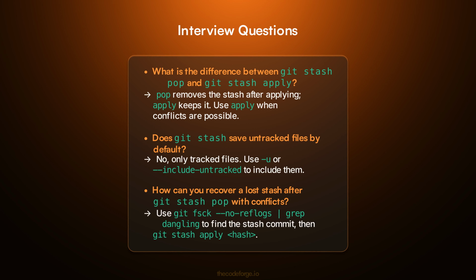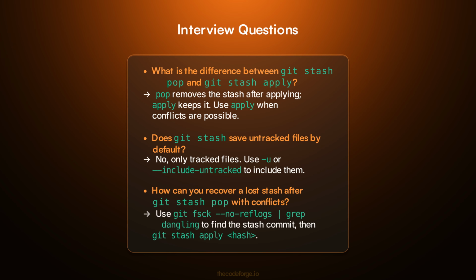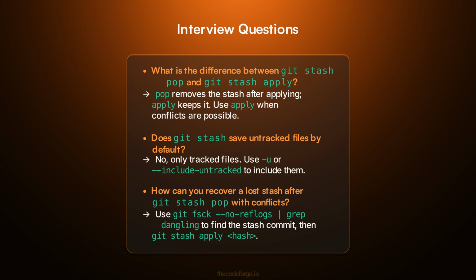Let's run through some common interview questions. What is the difference between git stash pop and git stash apply? Pop removes the stash after applying. Apply keeps it. Use apply when conflicts are possible. Does git stash save untracked files by default? No, only tracked files. Use -u or --include-untracked to include them. How can you recover a lost stash after git stash pop with conflicts? Use git fsck --no-reflogs | grep dangling to find the stash commit, then git stash apply hash.